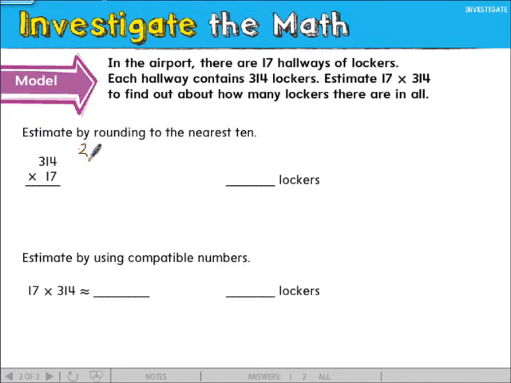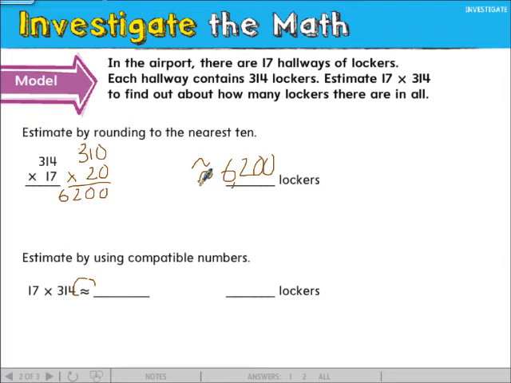310. Very good. And 17 is going to become 20. Okay? Now, I have 2 zeros, and then 2 times 1 is 2. 2 times 3 is 6. So I have 6,200. 6,200 lockers. And they use these little squiggly lines. You can see them down here. That means about. So if I put my little squiggly lines, that lets you know that it's rounded. It's about that.